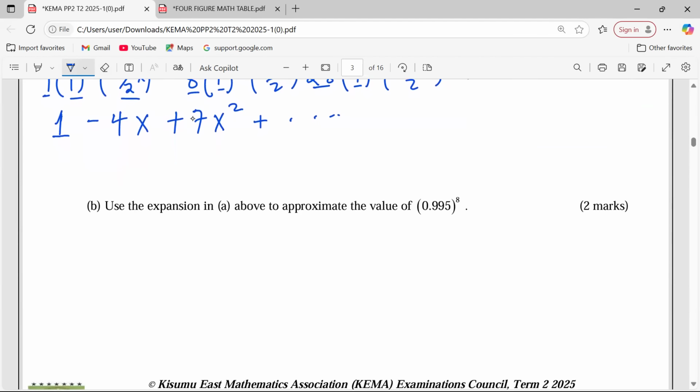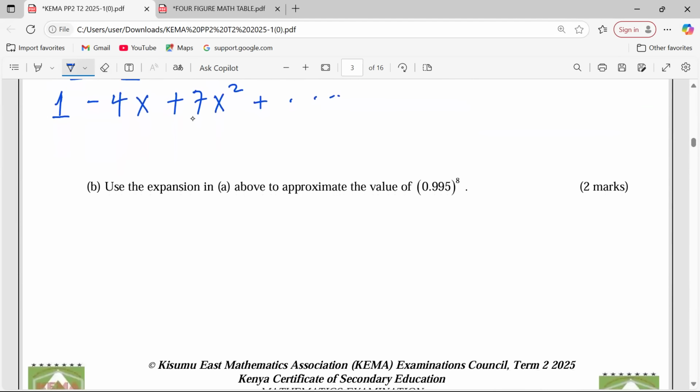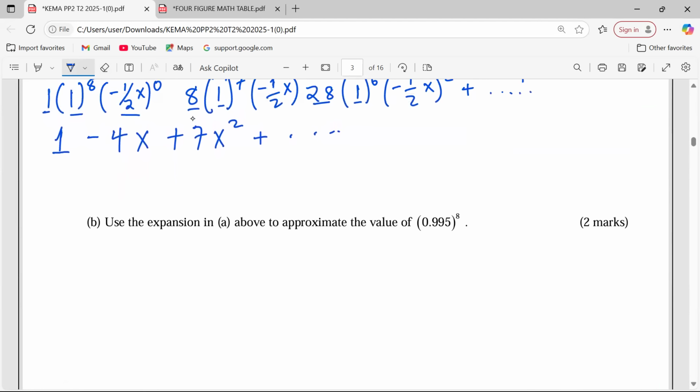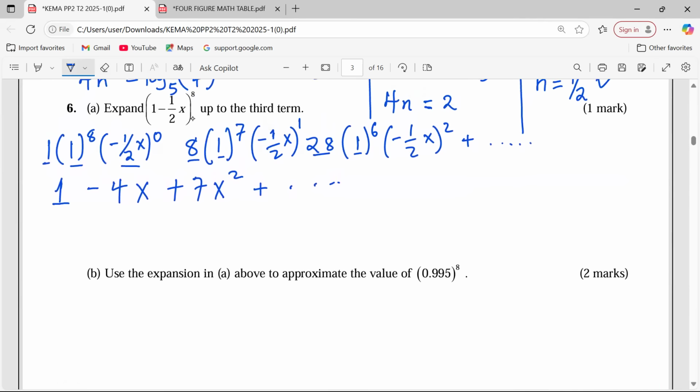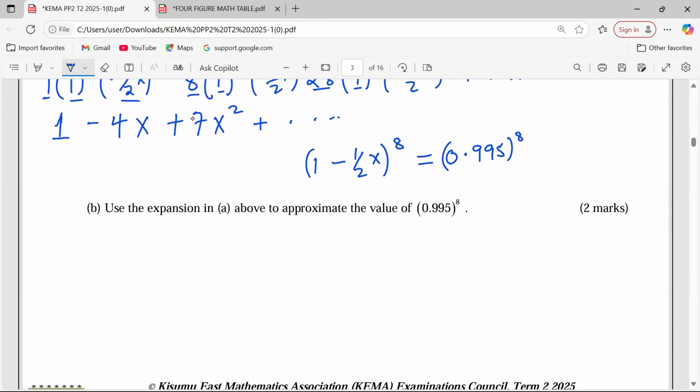After this expansion now, we are advised in part B to use the expansion in A above to approximate the value of 0.995 raised to the power of 8. So we are supposed to equate these values, 1 and negative half x. Remember, this is power 8, so we equate it to 0.995 also power 8, whereby because the powers are the same, then we can agree that these bases are also the same.